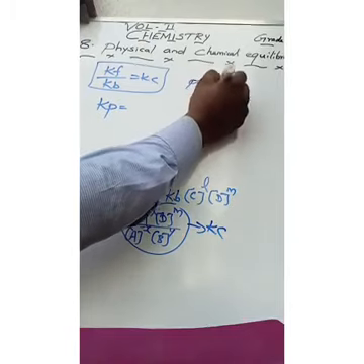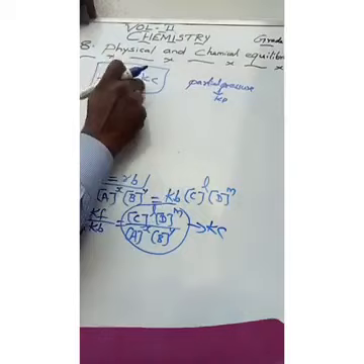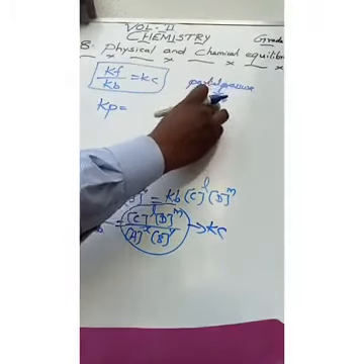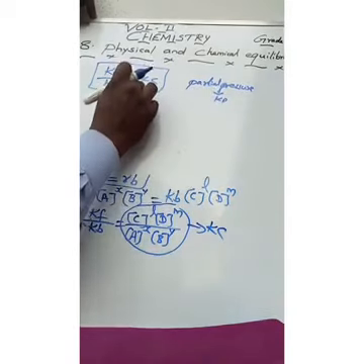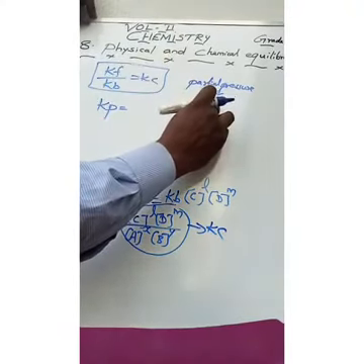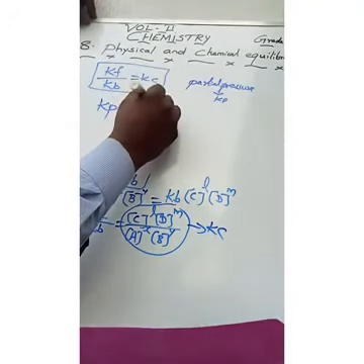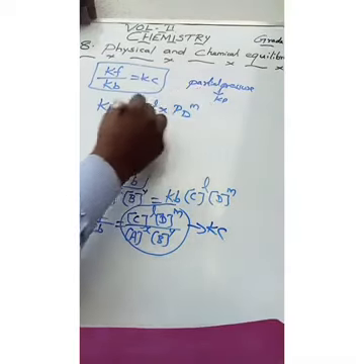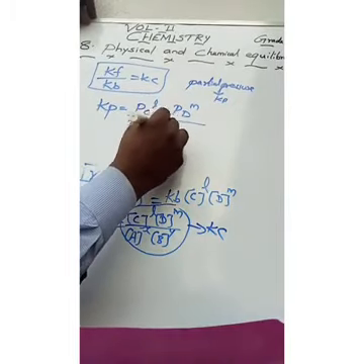Partial pressure means Kp. What is Kc? Kc is an equilibrium constant. Kp is the partial pressure. I will ask the question, don't forget that. Kc is an equilibrium constant and Kp is in terms of partial pressure. So Kp is equal to PC power L into PD power M divided by PA power x into PB power y.